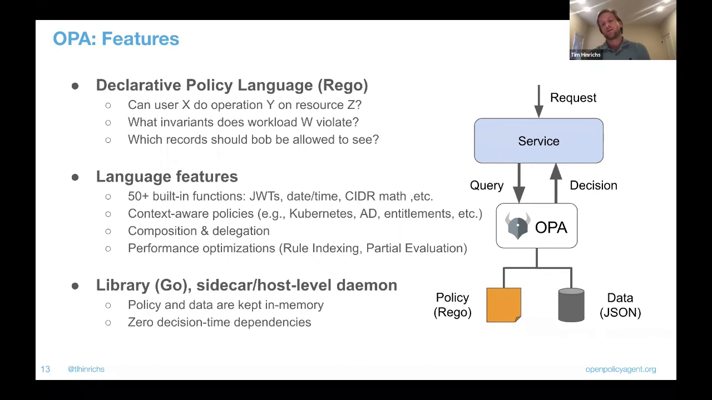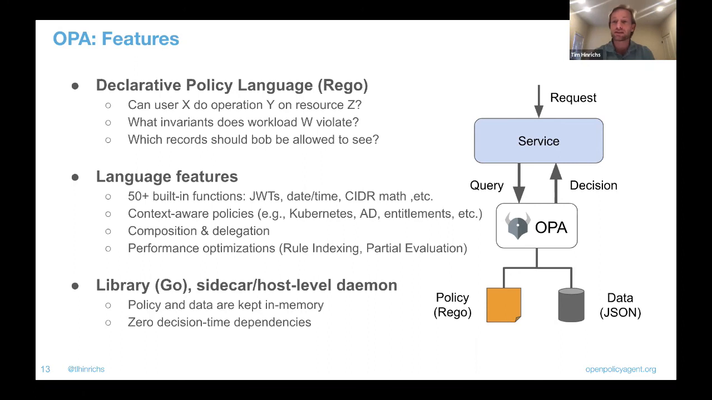Again, leaving the amount of work that it needs to do for evaluation at runtime to the minimal extent possible. In terms of architecture, I've already mentioned that Opa was designed to be effectively a host local cache of any policy and data that it needs in order to make decisions. So what we see most people doing is running Opa as a sidecar or a host level daemon. You can also run Opa as a Go library if you like.